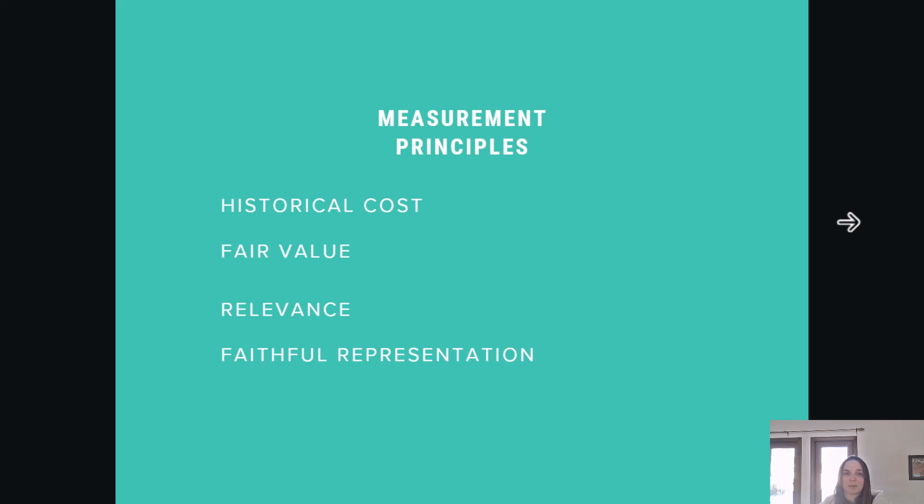And then we look at faithful representation. Are we truly representing an accurate financial picture? Obviously, that property being listed at $200,000 versus $350,000 is a big difference, and that may have relevance for decision makers, but we also want to make sure that we are faithfully representing that information. In general, GAAP almost always uses historical cost.